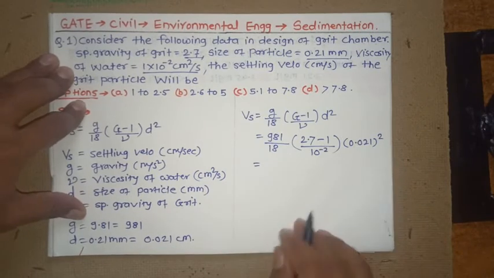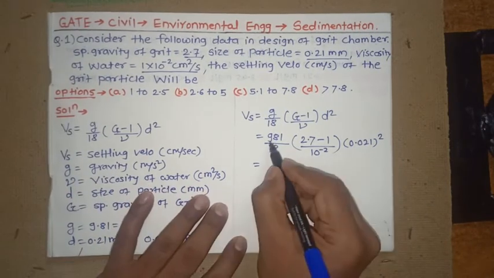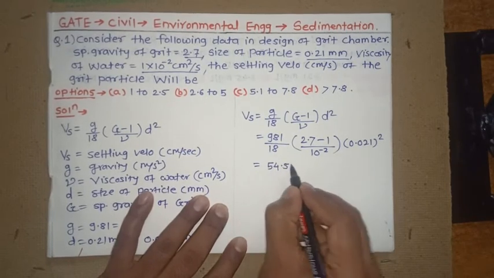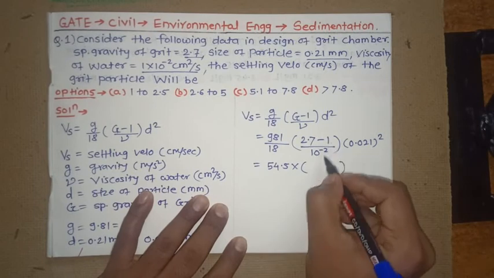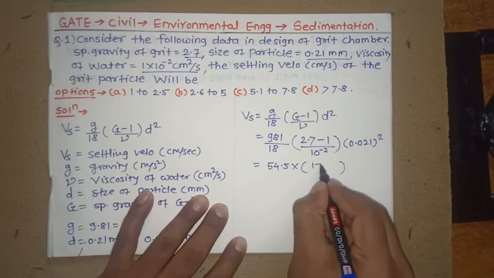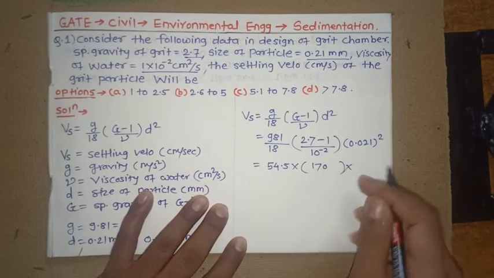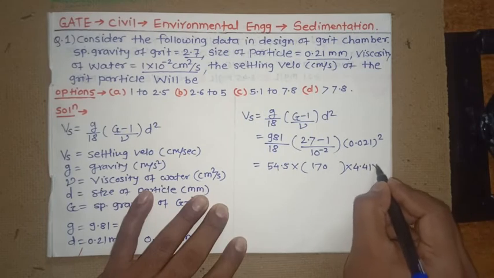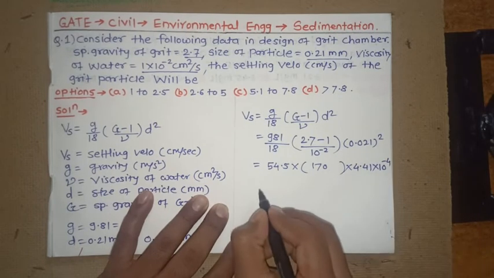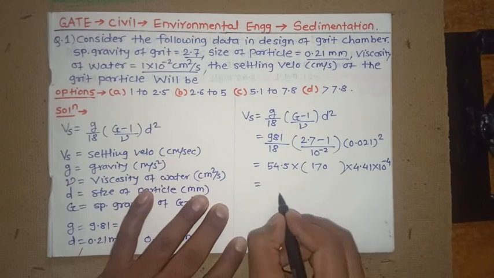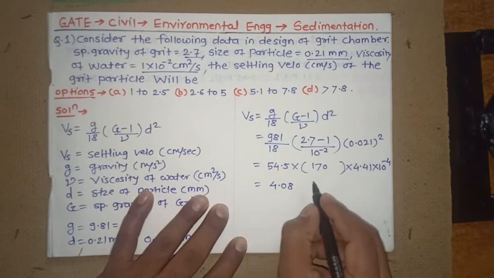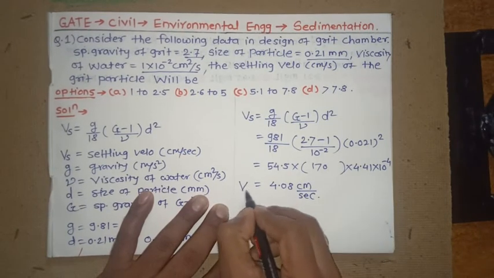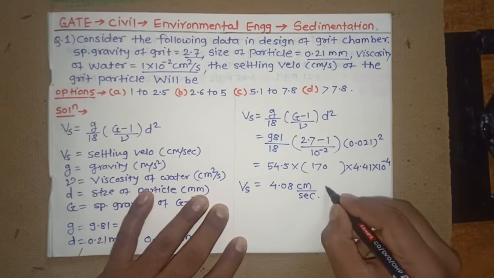Now solve this. By dividing 981 by 18, we have 54.5, into, by solving the bracket, 1.7, into the square of this value, which is 4.41 into 10 raised to minus 4. Now solving this, we have 4.08 centimeter per second. So it is our settling velocity Vs. This is the solution.